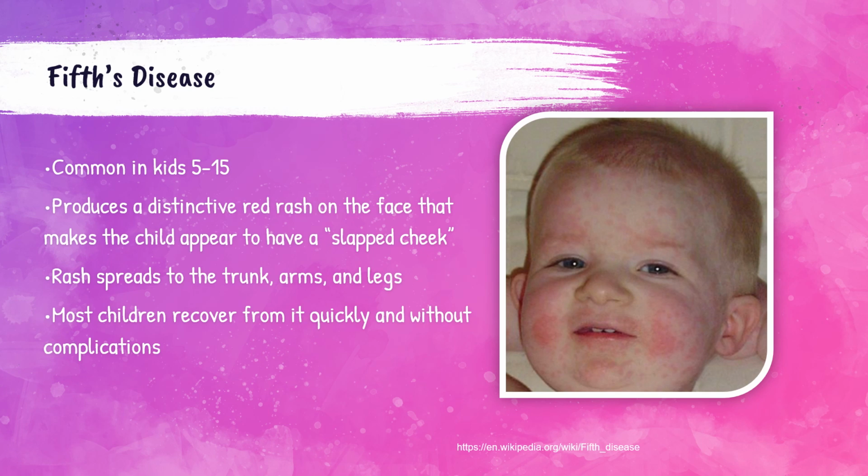So Fifth's disease, which I mentioned on the previous slide, is a virus, of course, caused by the human parvovirus B19 virus, common in kids from ages 5 to 15. Patients experience a slap cheek rash that spreads to the trunk, arms, and legs with this virus. So this little kid in this photo here has the characteristic Fifth's disease rash. This is a self-limiting virus, and most children recover quickly with no complications, but it does present a larger risk for children who do have hereditary spherocytosis.